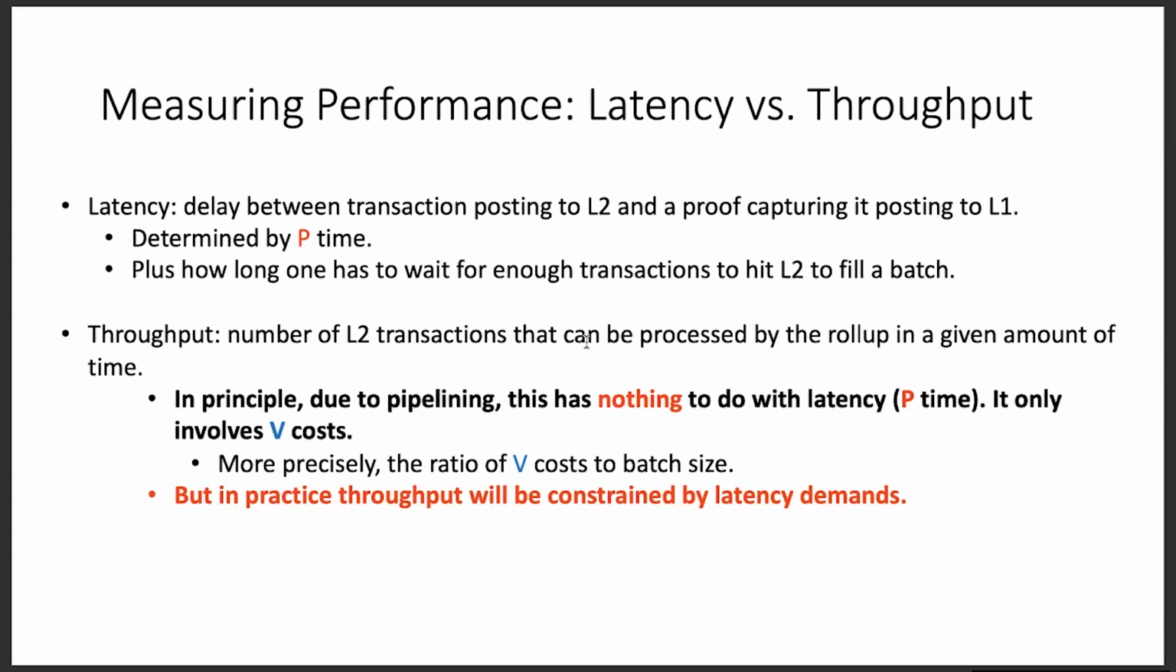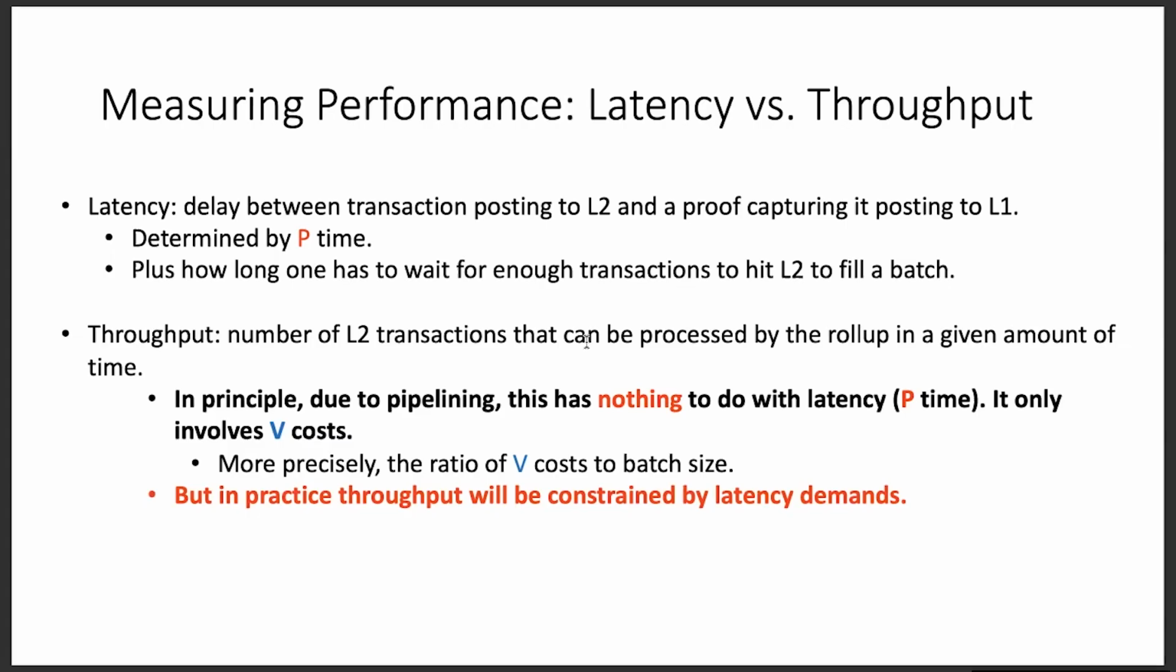But after that initial year is done, then every minute you're throwing a new batch of transactions off to the prover, and a proof is coming out the other end of the pipeline, and you can throw that proof up onto L1. A new batch goes to the prover, a new proof comes out of the pipeline, you throw it up on L1. So in principle, this has nothing to do with latency, but of course, in practice, people won't tolerate 1 year latency.